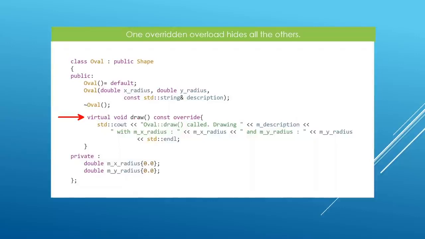We can do something like this. But the moment you do this, this is going to only override this method, and it is going to hide all the other draw methods that we had in our base class, which is shape here. And this is something I want you to know. So once you override a single overload of your virtual functions, all the other overloads are going to be hidden, and they won't be usable anymore by downstream inheriting classes. If you want all the overloads to be available to downstream inheriting classes, you have no choice but to explicitly override each of them, and that's how it's going to work.